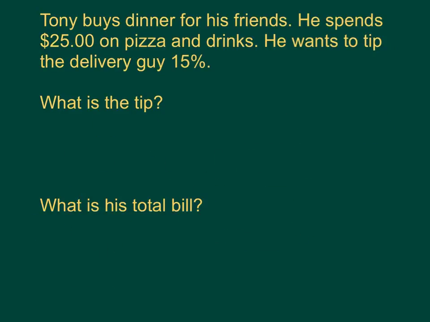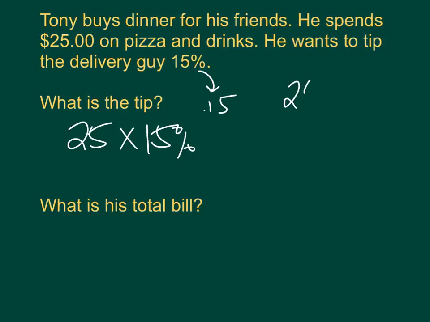One last example says Tony buys dinner for his friends. He spends $25 on pizza and drinks. He wants to tip the delivery guy 15%. First question says, what is the tip? Second question says, what is his total bill? So we're going to do our $25 times 15%. 15% becomes 0.15. So we would do $25 times 0.15.